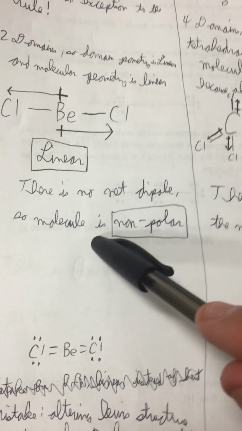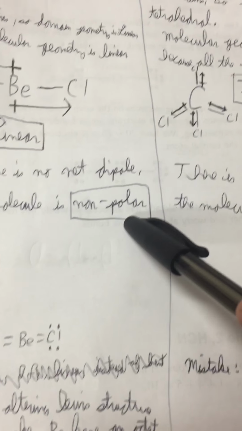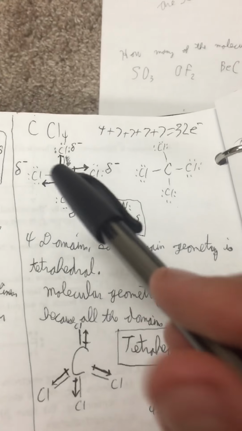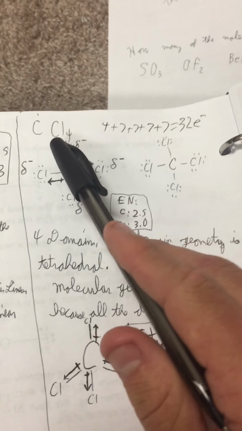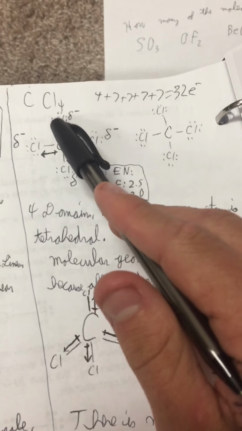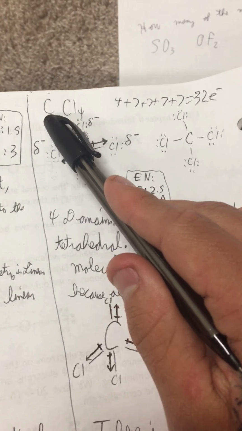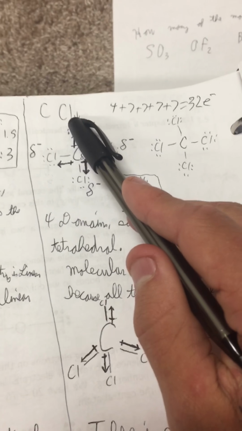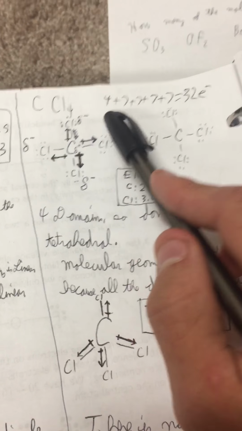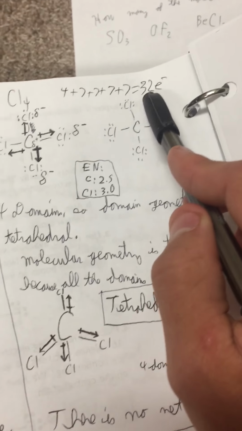So there's no net dipole, therefore the molecule is non-polar. We go over here to CCl4. Let me actually start right this time and say that carbon has 4 electrons and chlorine has 7 electrons. So 4 plus 4 times 7 is 32 electrons.